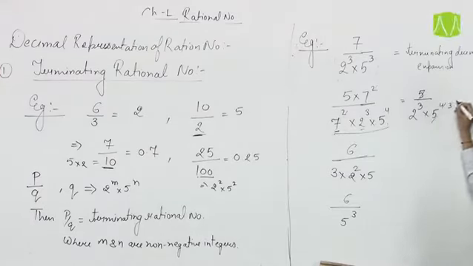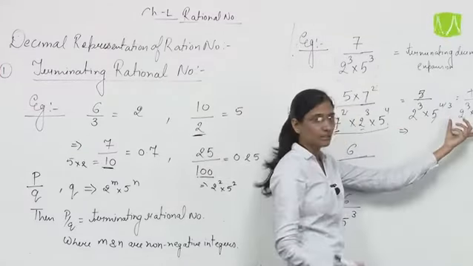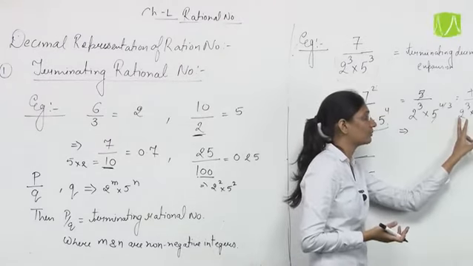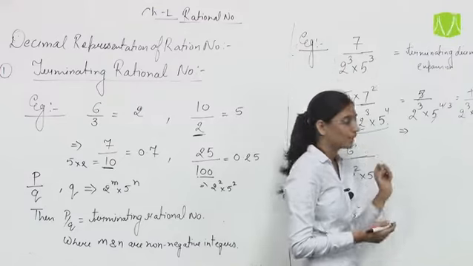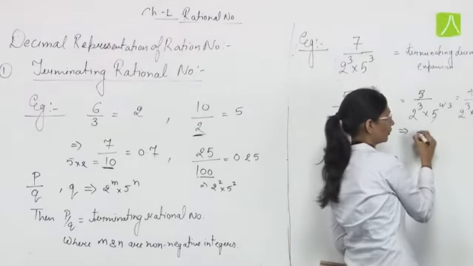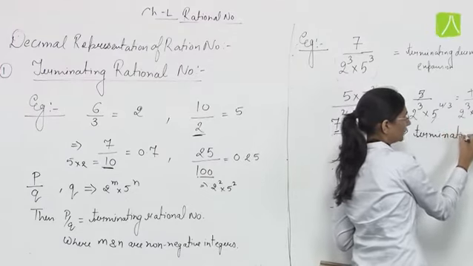We can cancel this also. 1 upon 2 cube, 5 cube. Therefore, in the final rational number, the denominator is of the form 2 raised to the power m, 5 raised to the power n. Therefore, its decimal expansion would be terminating. Terminating decimal expansion.